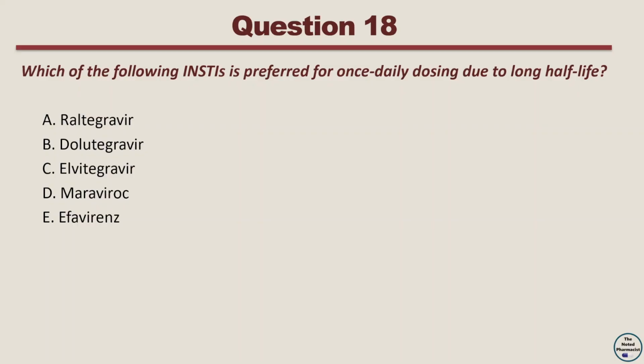Question 18. Which of the following INSTIs is preferred for once-daily dosing due to long half-life? Option A, raltegravir. Option B, dolutegravir. Option C, elvitegravir. Option D, maraviroc. Option E, efavirenz.